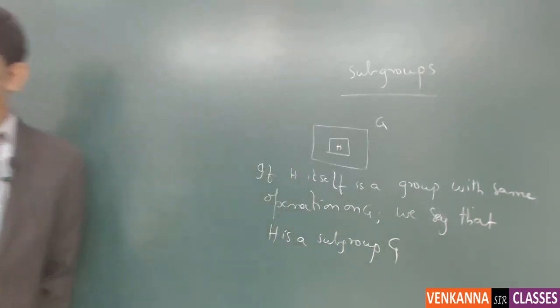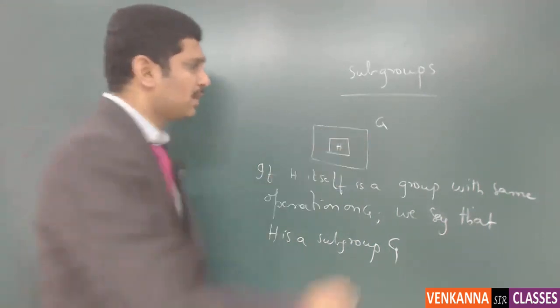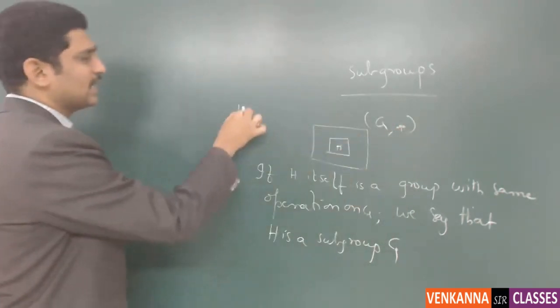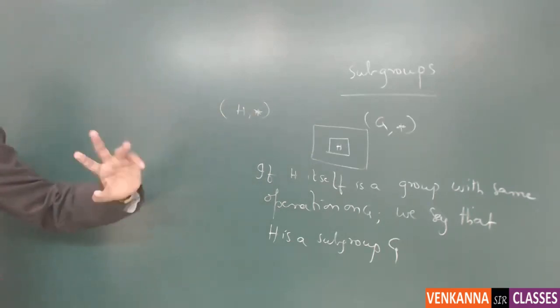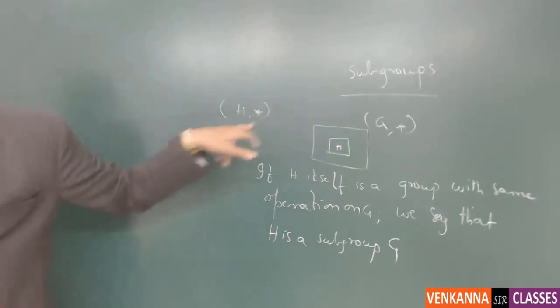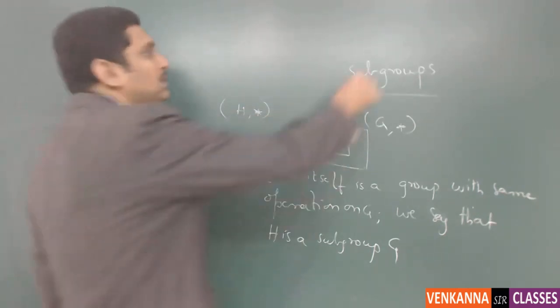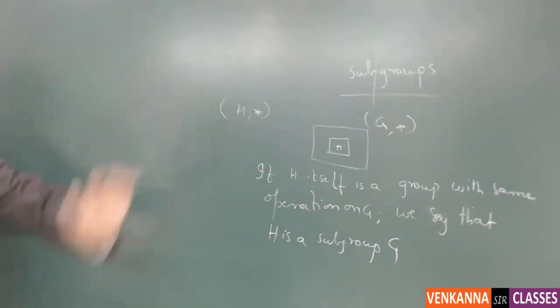So we are proving the concept of subgroup with the same operation defined on G, not of anything. So if G has operation star, H also has the same operation star. We are not taking a different operation. So group and subgroup will have the same operation. So subgroup, the very word gives that it is a subset and it is also a group.